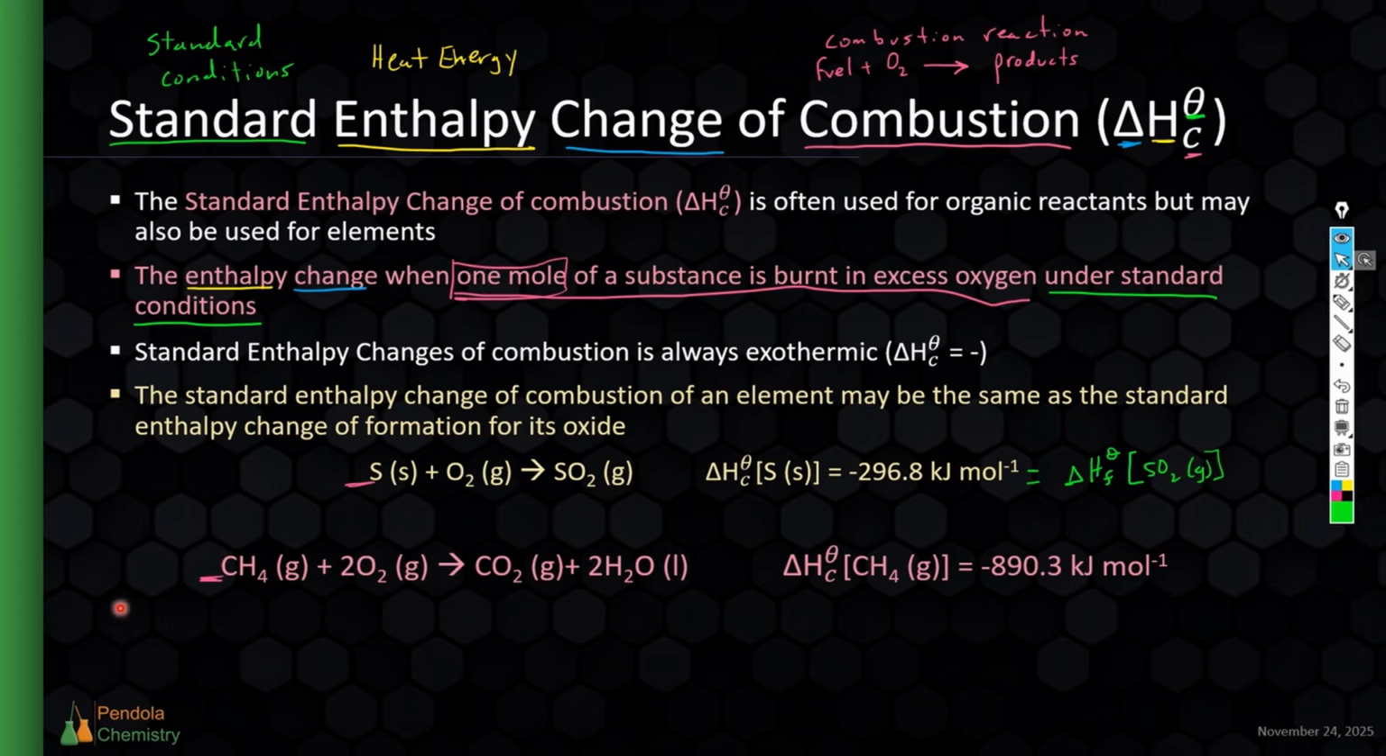Now, most of the time though, standard enthalpy changes of combustion are used for organic compounds. For example, the burning of methane, CH4 gas. Burning of methane is a very common process for creating energy out of natural gas. So methane, CH4 gas, is burning, again, oxygen, 2O2, to create CO2 and 2H2O in this case. So this is an example of when standard enthalpy change of combustion is used for an organic compound. Now, we will talk about organic compounds in chapters 14 through 18, but this is what we know as a hydrocarbon.